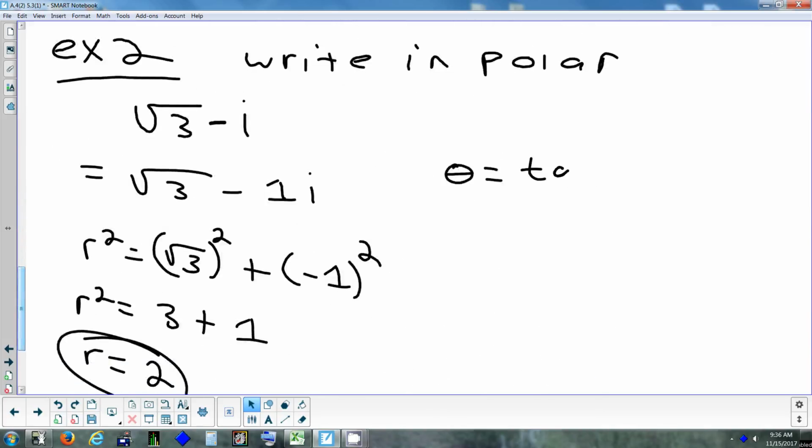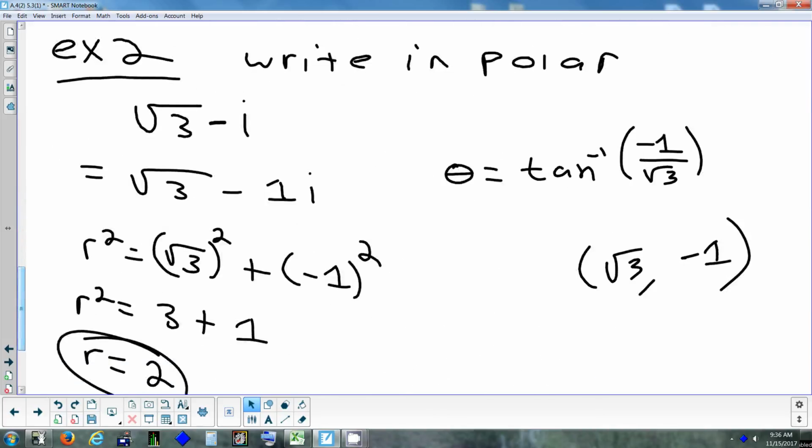We do inverse tangent of y is -1, x is square root 3. Basically, converting this to polar is exactly like converting this coordinate to polar. That's what you would have seen yesterday. Square root 3 comma negative 1, convert to polar. Now it's just written with imaginary, but all the steps are the same. You still got to find r the same way, find theta the same way.